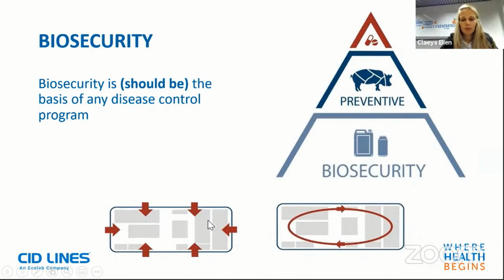Two important parts of biosecurity: we have the external biosecurity here on the left picture. That's really to avoid the disease coming onto your farm. So for example, if your neighbor has the virus, you need to avoid transmission from your neighbor to your own farm. There you need to take action. And then the other part is also really important, internal biosecurity. If you have, for example, one part of your farm that is infected, you really need to make sure that you avoid the spread of the disease to other parts of your own farm.